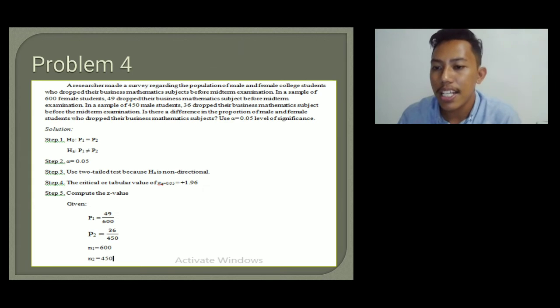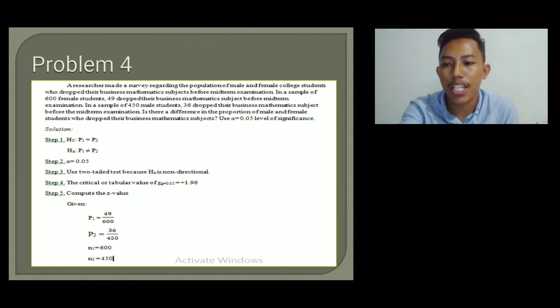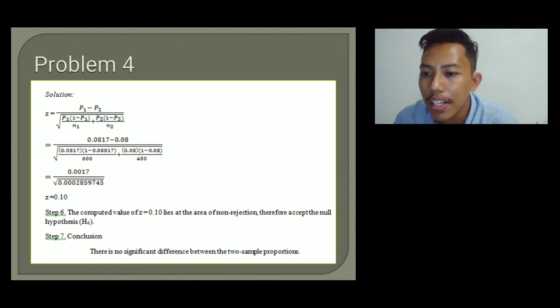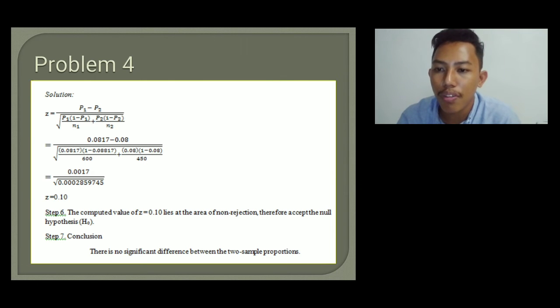Then compute the z value using the equation. So first, our p sub 1 here is 49 over 600, and our p sub 2 is 36 over 450, n sub 1 is equal to 600, n sub 2 is equal to 450. Solution. Follow this equation and substitute the given. So 0.0817 minus 0.08 over the square root of 0.0817 times 1 minus 0.0817 over 600 plus 0.08 times 1 minus 0.08 over 450.